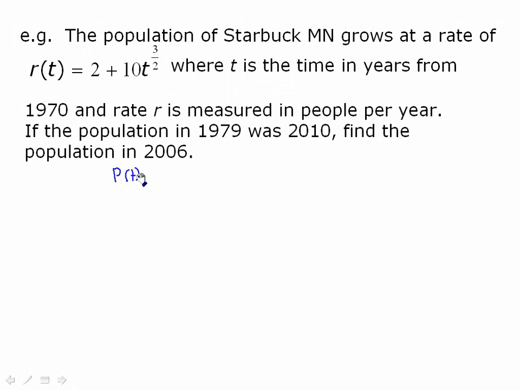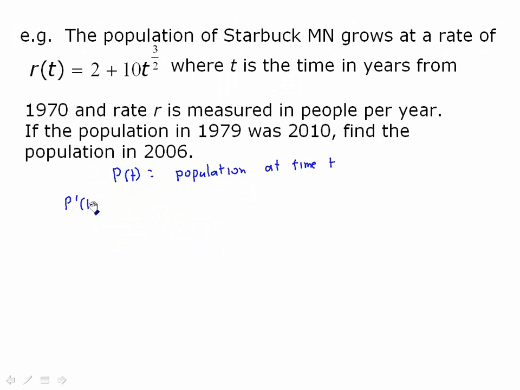And P at t, let's say, use any variable you want, is population. This makes sense to introduce an equation we can work with. So I'm just going to call this a population at time t. Now time t is years since 1970.